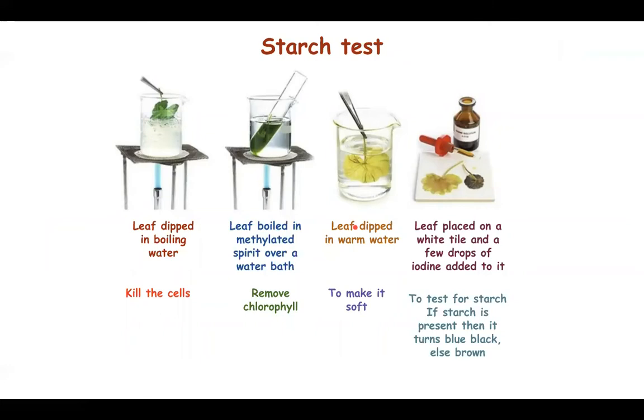Again, in this case also, a similar starch test was done. The leaf was boiled in water to kill the cells, boiled in methylated spirit over a water bath to remove chlorophyll, dipped in warm water to make it soft, and placed on a white tile with a few drops of iodine. The areas which were green turned blue-black. The areas which were variously colored but not green turned brown, indicating that chlorophyll is needed for photosynthesis.